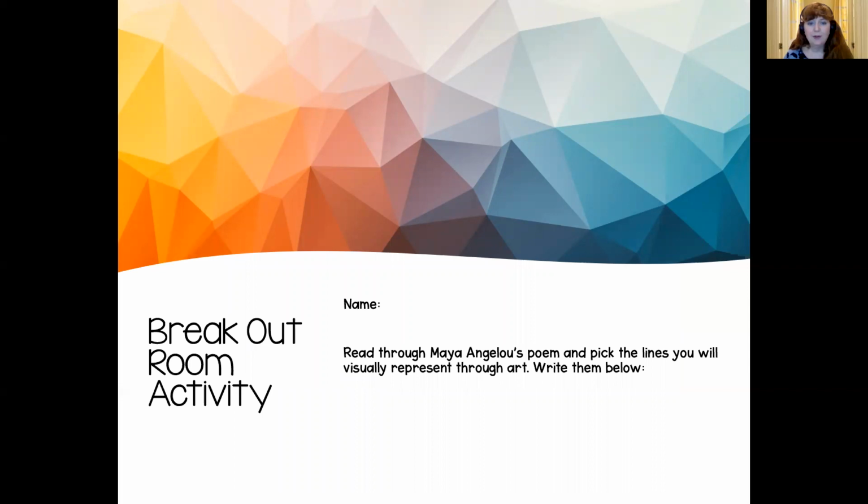All right, for this breakout room activity, we're going to go ahead and set you up in breakout rooms now. You're going to go ahead and put your name on your breakout room activity paper. I want you to go ahead and read through Miss Maya Angelou's poem one more time. Pick the lines that you will visually represent through art and write them below. So go ahead and set the timer, fellow teachers, get that timer going for a few minutes in the breakout room. And then you can collect samples of your students' work from the breakout rooms, and that will show participation points as well.